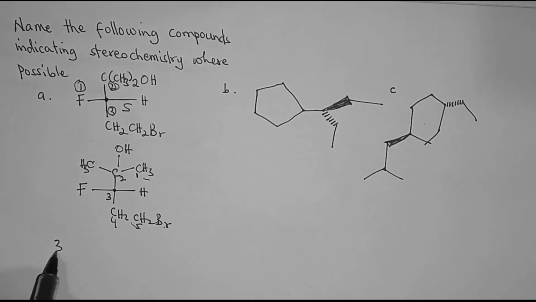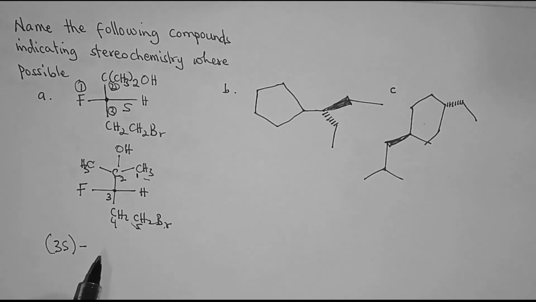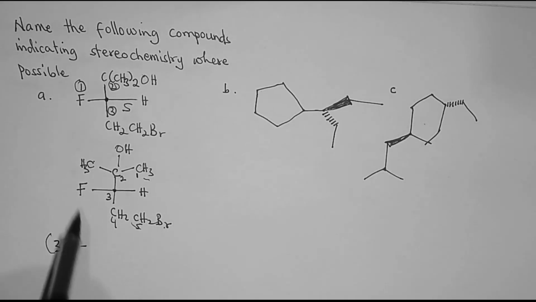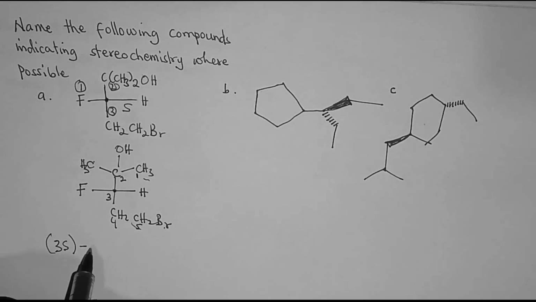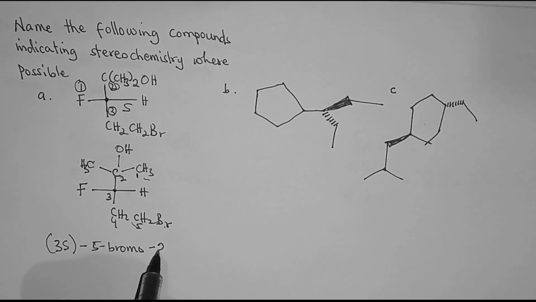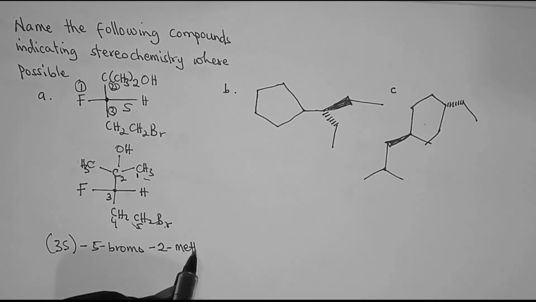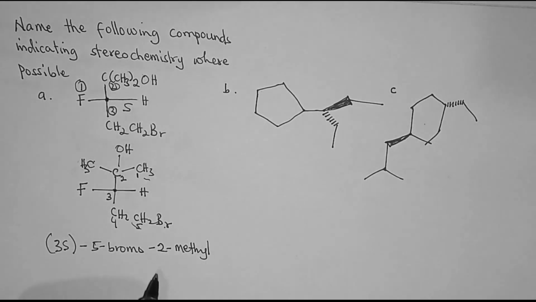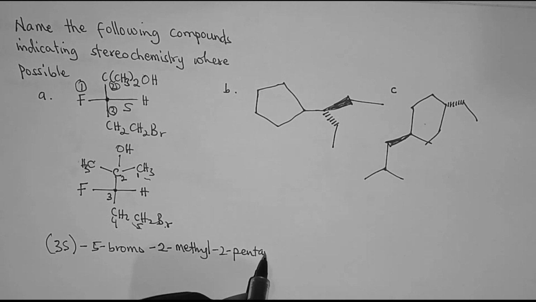So we have a 3S configuration. Then the bromine, in terms of alphabet, comes first before this methyl substituent. So we have 5-bromo. Then this methyl substituent, which is a 2-methyl. Then the parent chain is pentanol. So 2-methyl-2-pentanol, showing the position of the OH group.